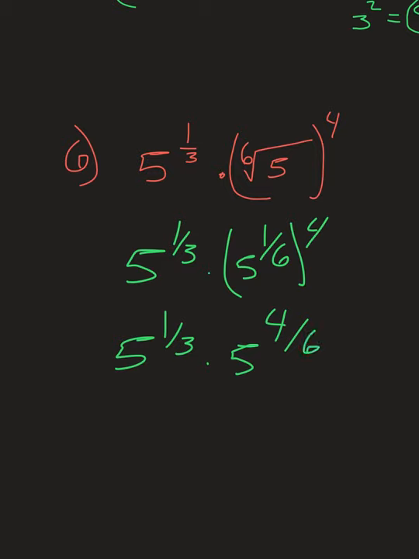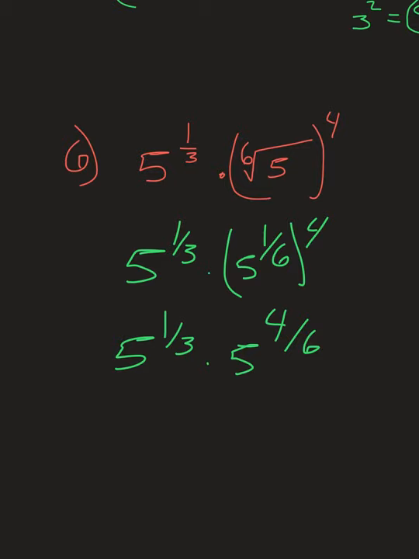Now we need to simplify that. What rule would help us simplify that? Well, our base is the same. It's the 5, and because of that, we can use the product rule. And the product rule says that all we have to do when the bases are the same is add our exponents. So we need to do that.